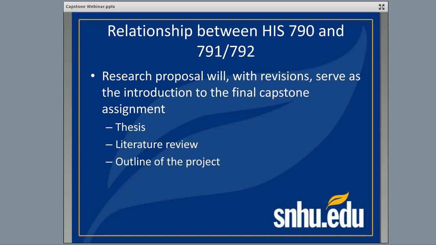Additionally, with revisions and working closely with your capstone instructor in 790, the research proposal will serve as the introduction of the final capstone assignment: the thesis, the literature overview, and the outline of the project. Why is your research needed? What gap is present? And ultimately, what does your research add to existing secondary scholarly material on the topic? Remember, that is a key element of the research proposal, making the case for why your research is needed and how it differs from current scholarship on the topic.